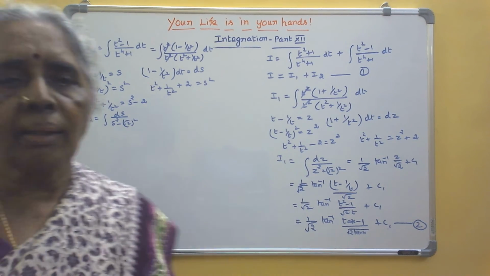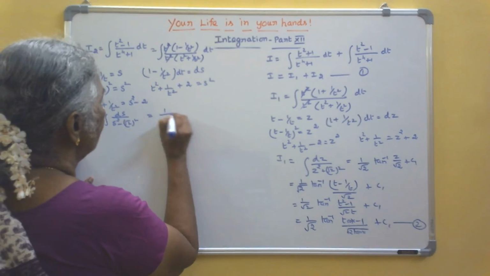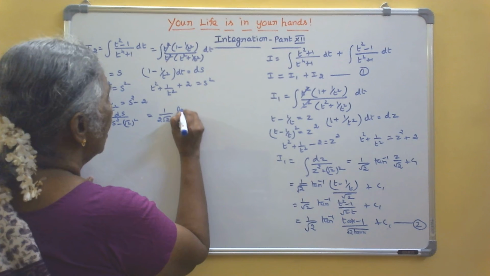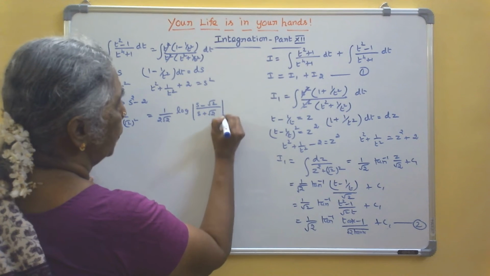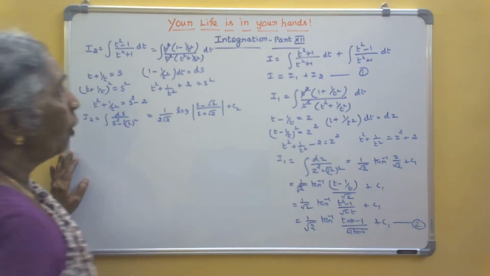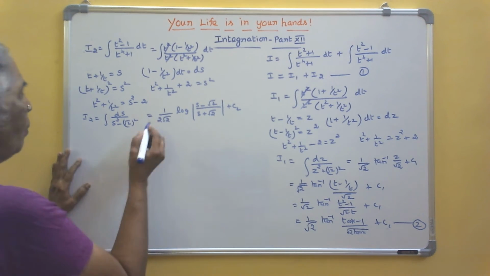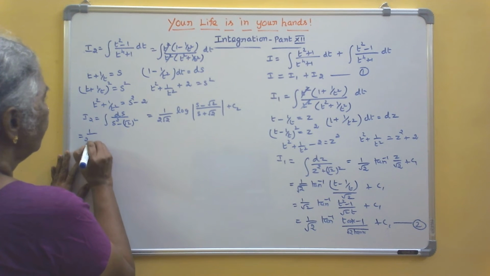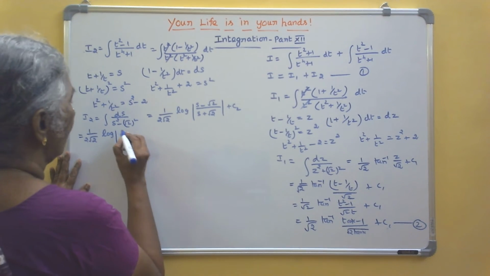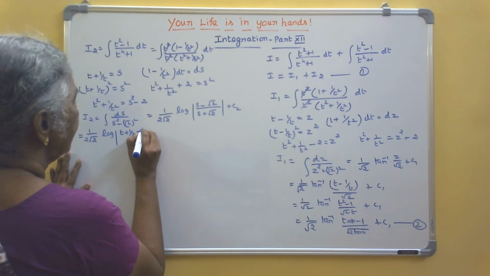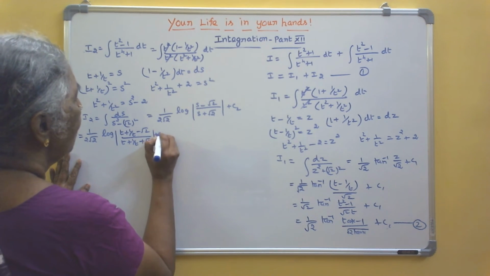What is the formula here? That 1 by 2a log mod x minus a by x plus a formula. So you will get 1 by 2 root 2 log mod s minus root 2 by s plus root 2 plus c2. Now from s I will go back to t, then I have to go back to x. So now I will get 1 by 2 root 2 log mod, s is t plus 1 by t, so t plus 1 by t minus root 2 by t plus 1 by t plus root 2 plus c2.